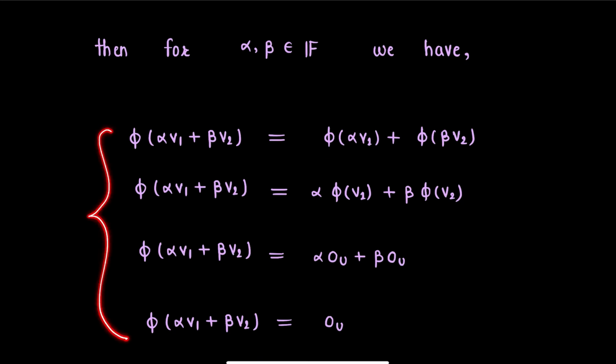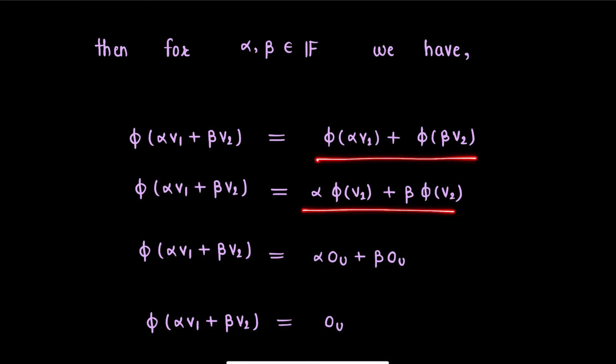Now the LHS as it is, and the RHS can be written as: phi of alpha v1 will be alpha times phi of v1, and phi of beta v2 will be beta times phi of v2. Again this holds since phi is a homomorphism. Now phi of v1 is the 0 vector in vector space U and phi of v2 is again the 0 vector in vector space U. So this linear combination will be the 0 vector in vector space U.